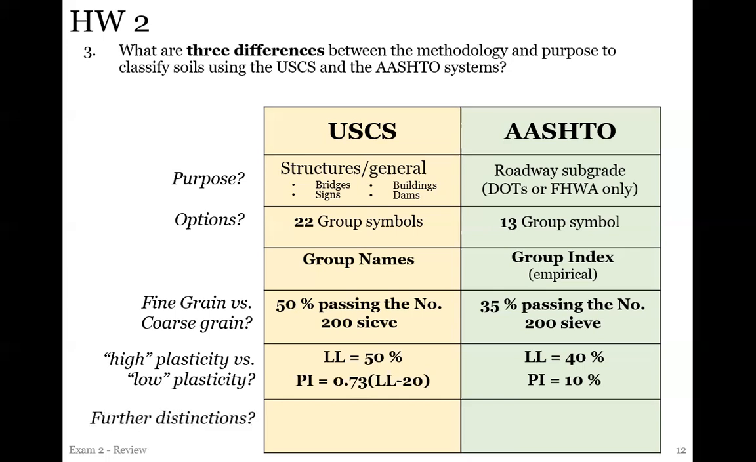Okay, further distinctions. That GI value is a function of plasticity and fine content. And then the USCS is more adapted towards coarse grain material. So that is a function of the gradation itself, so the D10, D30, and D60.